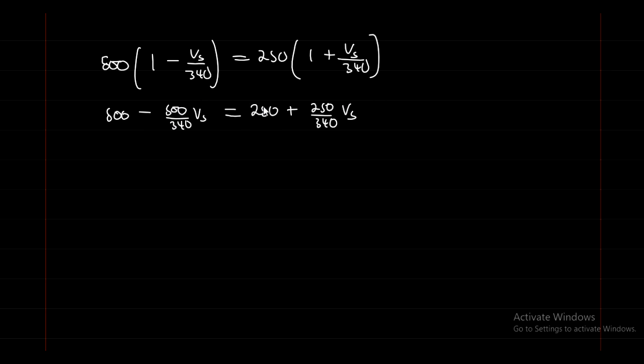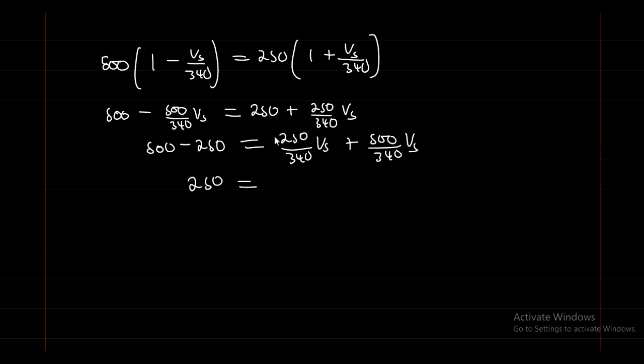So I transpose this 250 to the left. So I'm having 500 minus 250 equals, transpose negative 500 over 340 Vs to the right, so I'm having 250 over 340 Vs plus 500 over 340 Vs. So here I have 250, and here I have 250 plus 500, which is 750 over 340 Vs.